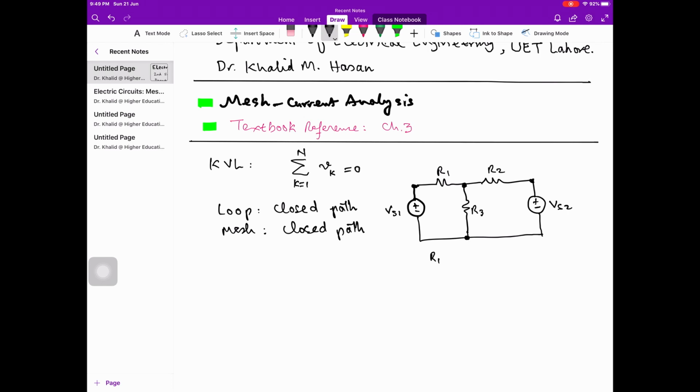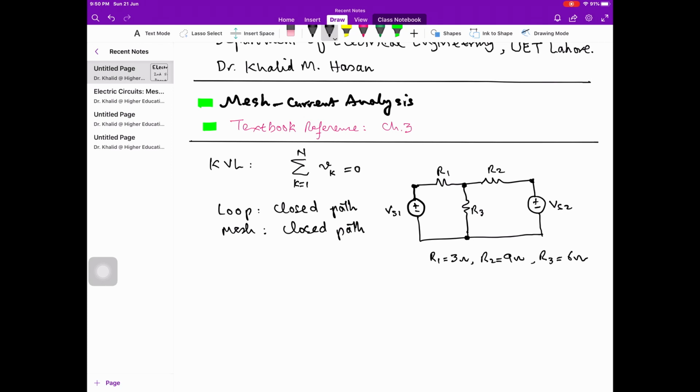We will be using R1 of 3 ohm, R2 is 9 ohm, and R3 is 6 ohm. We'll use some constant values for voltage source 1 and 2 in the following discussion.